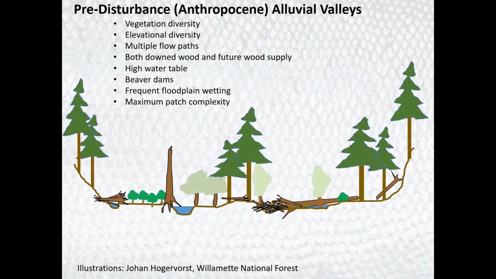These slides are from Johan, the gentleman I introduced in the previous talk. He put these cross sections together and you can see the bullets, but this is a simple conceptual idea of what we think our depositional valleys looked like prior to the Anthropocene. The take-home is that last bullet, the maximum patch complexity. We have a tremendous amount of diversity on the valley floor.